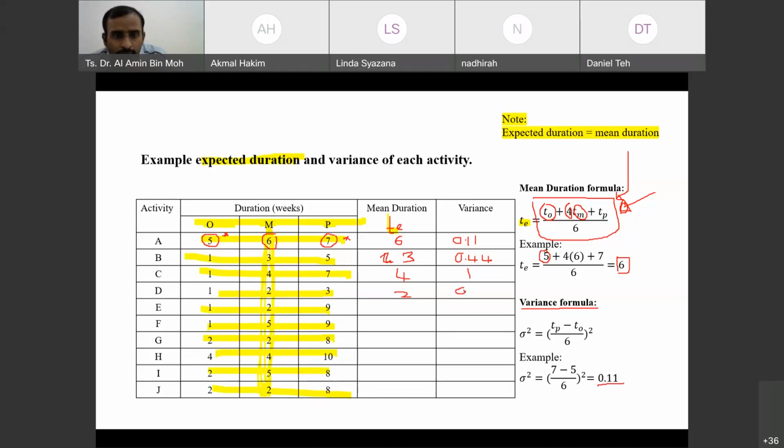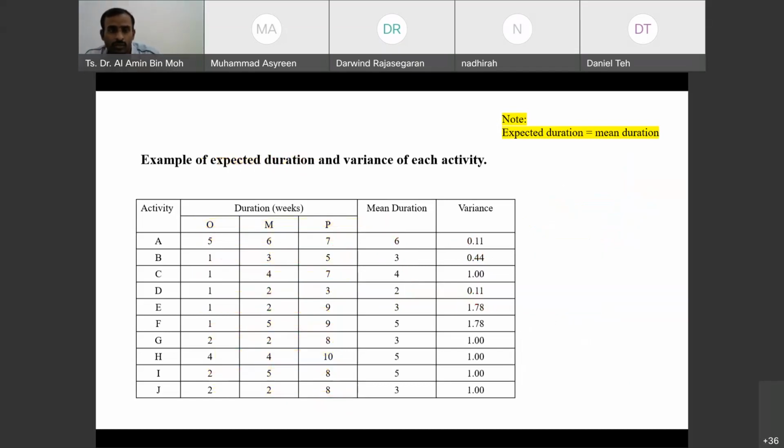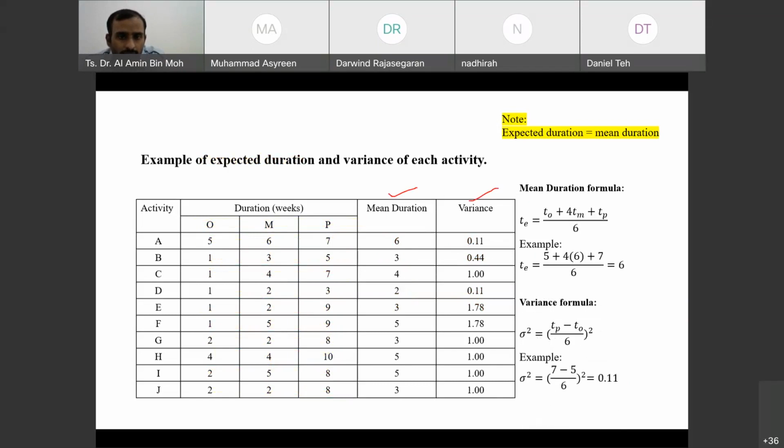I got 0.11. How about E mean duration? 3. Yes. And the variance? 1.77. Okay, or 7.78. Okay, so you should get this. So we are done with the mean duration and also the variance, right? The same thing here.